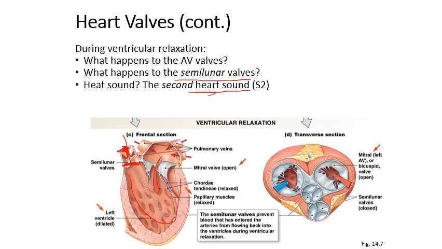The second one is the semilunars. The first one is when those AV valves shut. So when those ventricles contract, that shuts the AV valves, and that's your first sound. And then when the ventricles relax and get big again, that's when the semilunar valves close and give you that second heart sound.